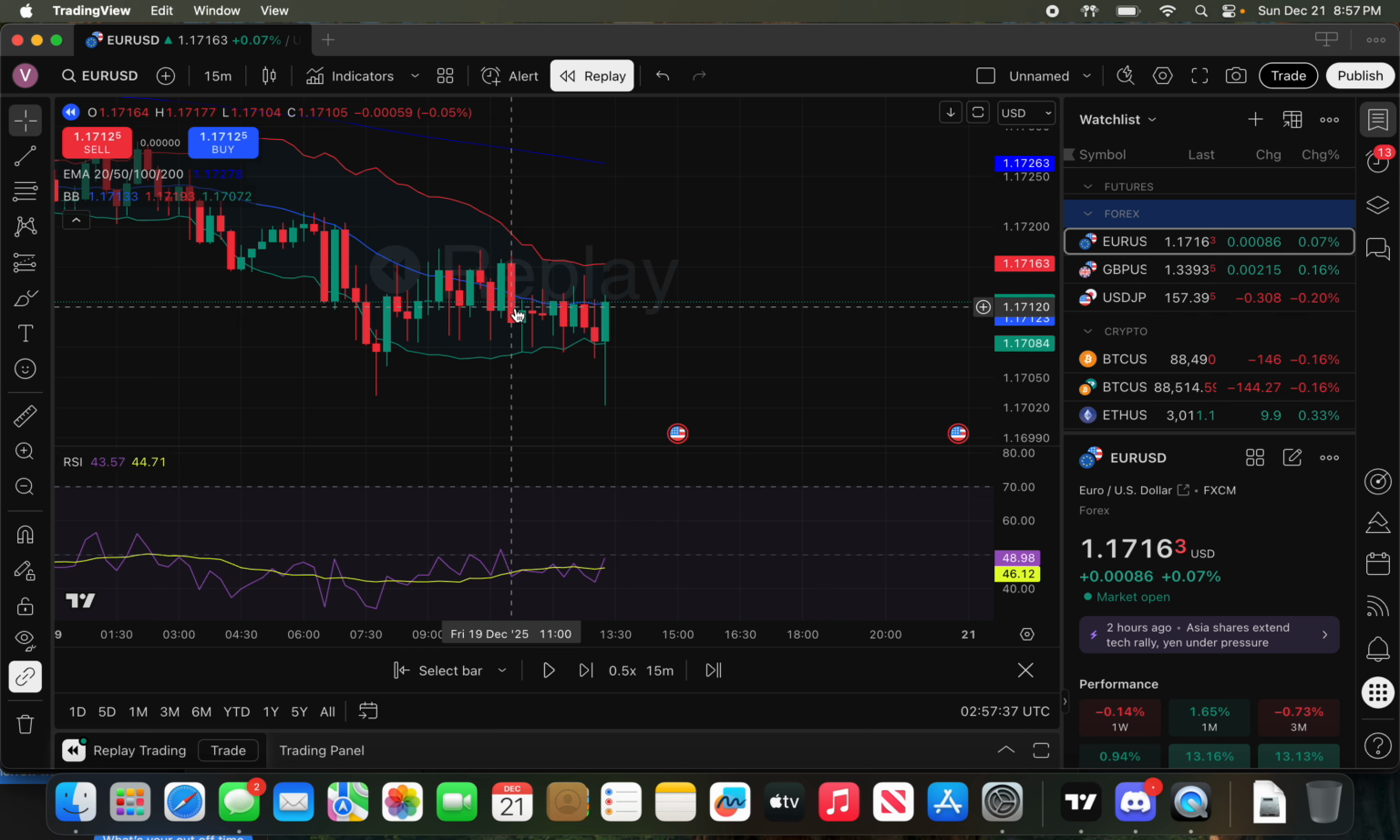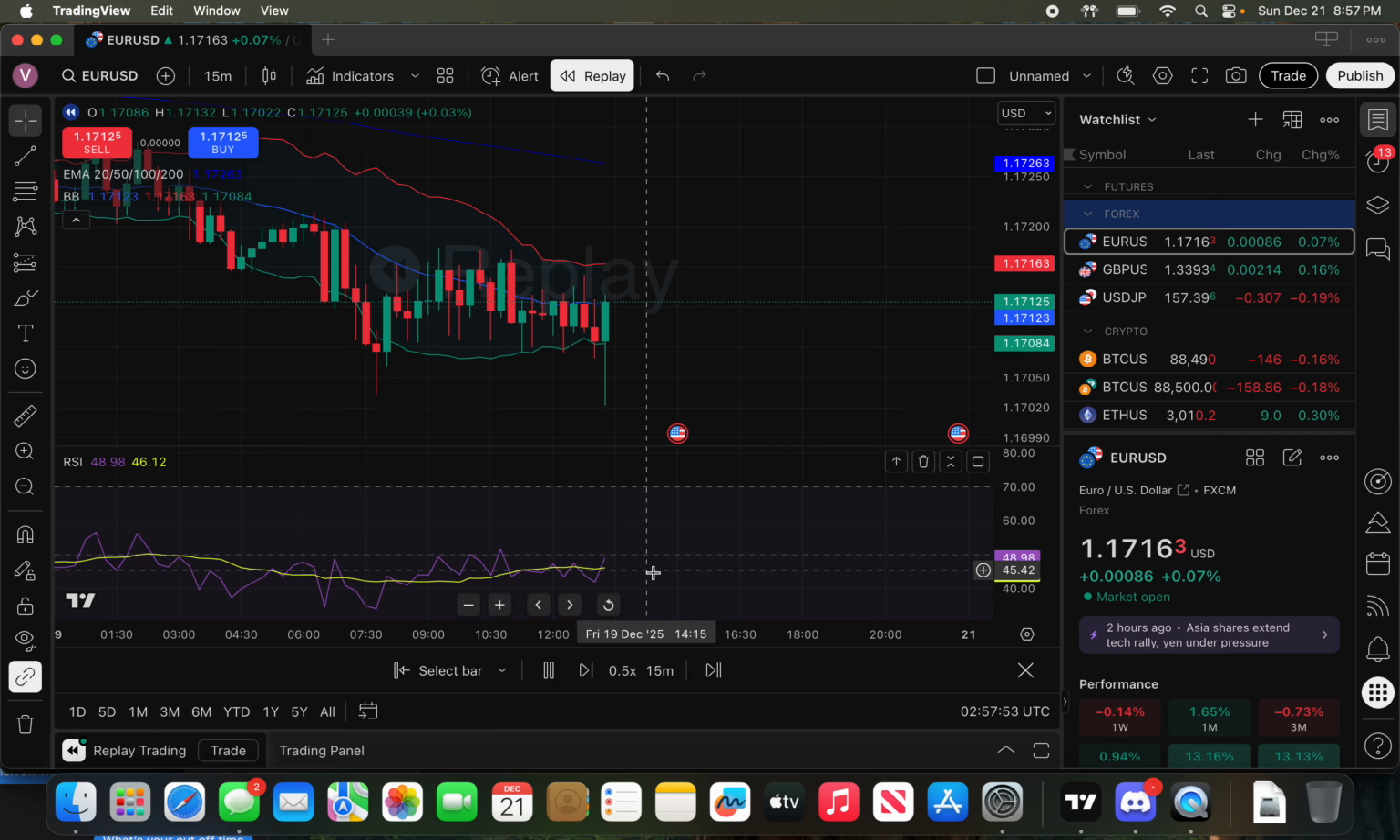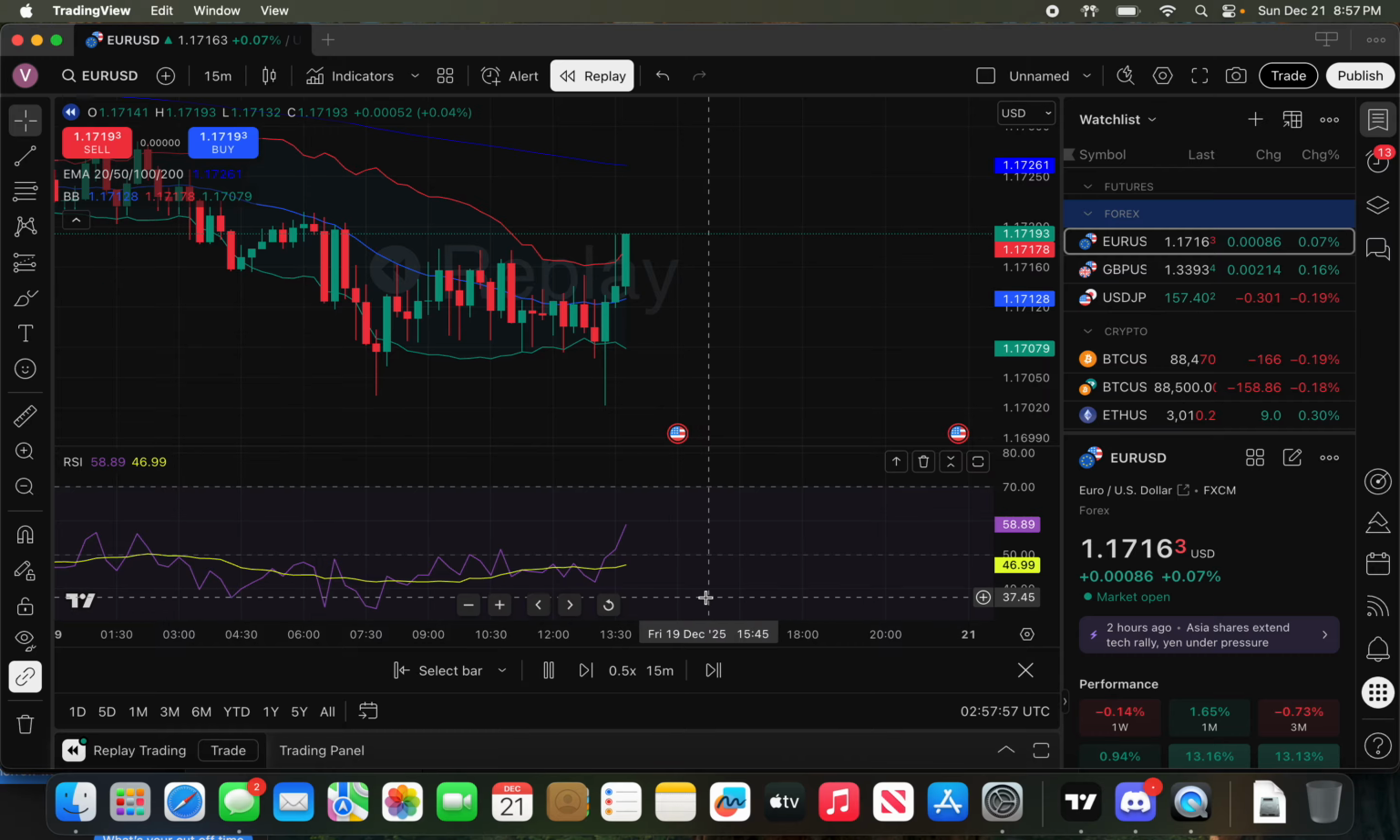This is the median average. The whole theory behind the strategy is that once prices are overbought or oversold, they're always going to return to the median average. So now we're gonna watch this play out really quick, see what happens.